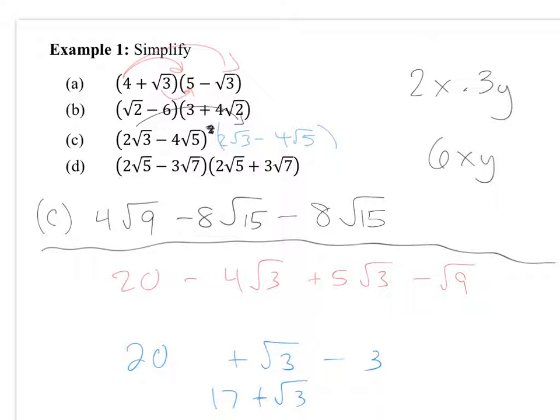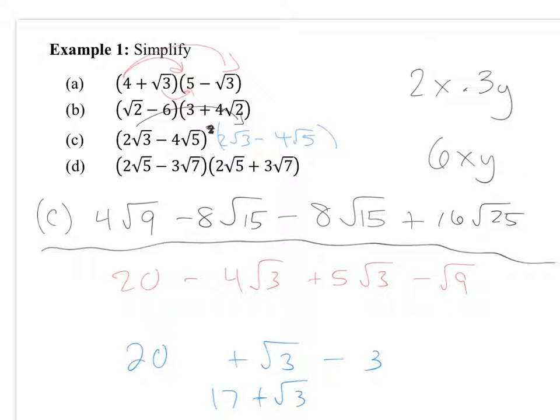And then the last part is going to be, I'm going to take this 4 root 5 times 4 root 5. They're both negatives, making that a positive, and that becomes 16 root 25. So when multiplying C out, that's what you're going to get.